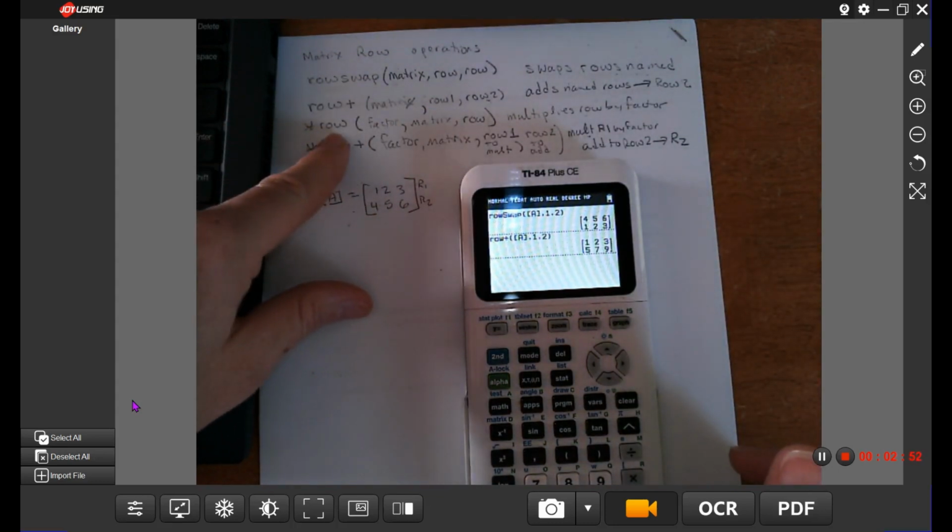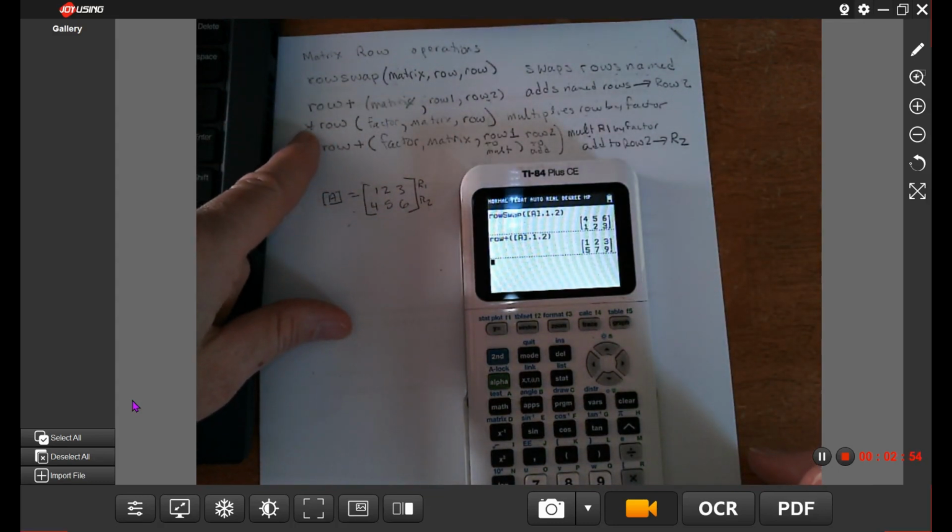Fabulous. Alright, now let's look at the next row operation. This is star for multiplication of a row.